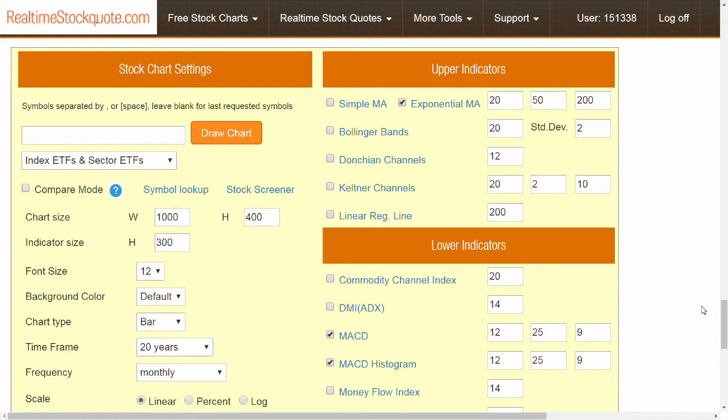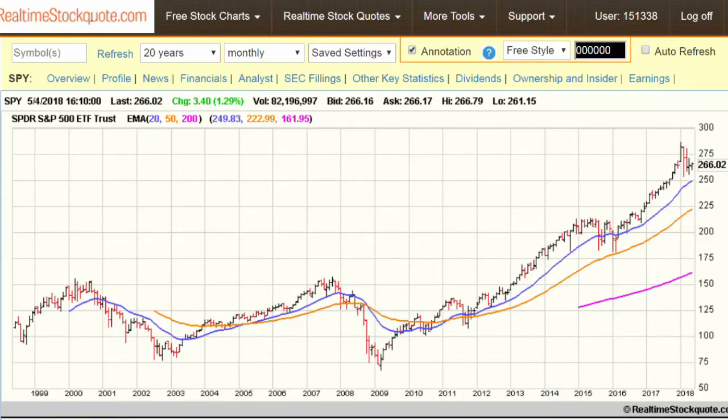So let's go ahead and take a look at the charts. And here we are on the 20-year monthly chart on the Spiders. And the close today, Friday, was 266.02. And I think you could just barely see here that we are above the 20 and the 50 EMA, and we're setting up again this little wedge, and we're getting closer and closer and closer.